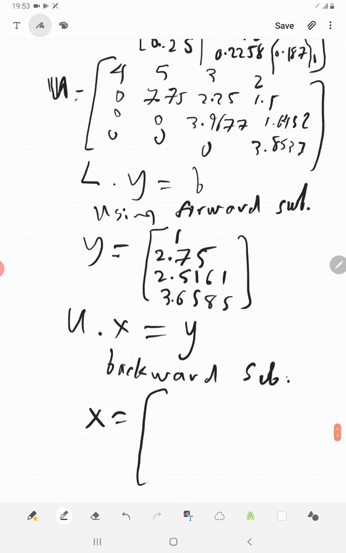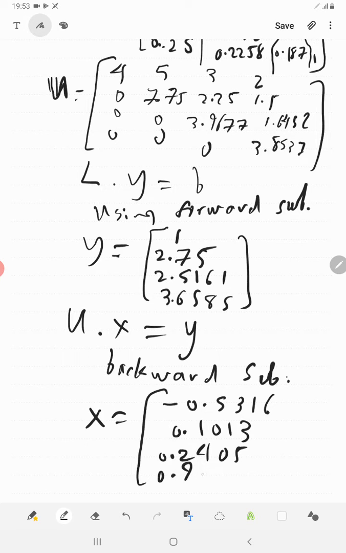X will be, in this case, let me find out from MATLAB, X is equal to minus 0.5316, and then 0.1013, and then 0.2405, and finally 0.949. Okay?